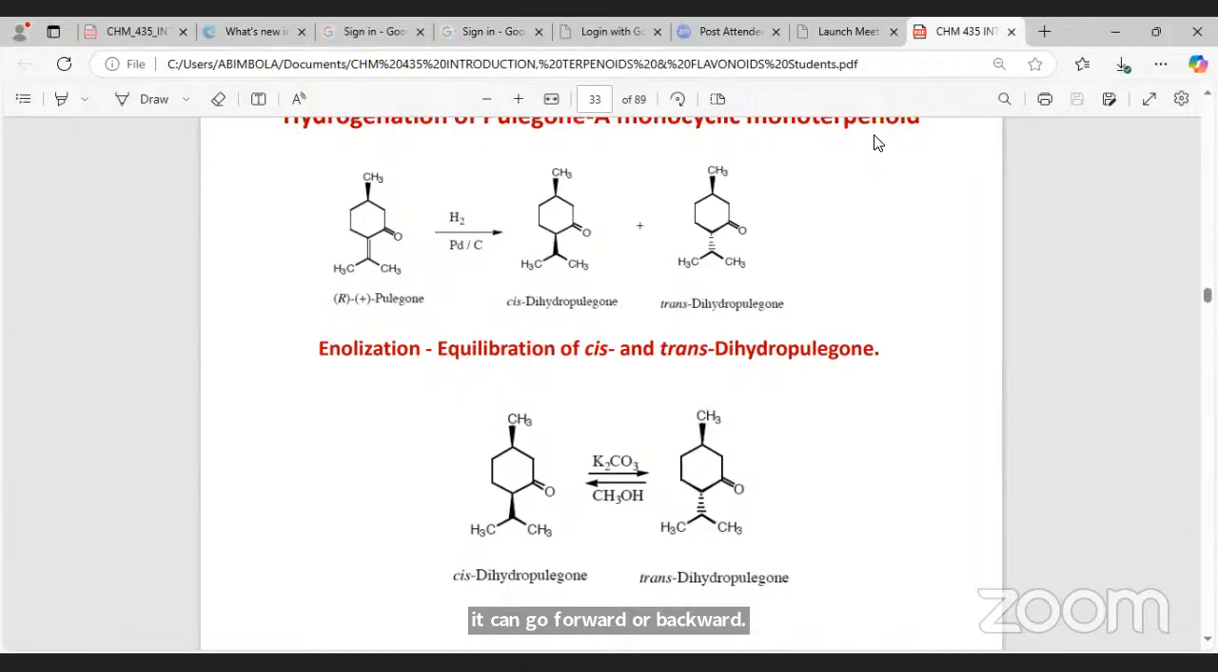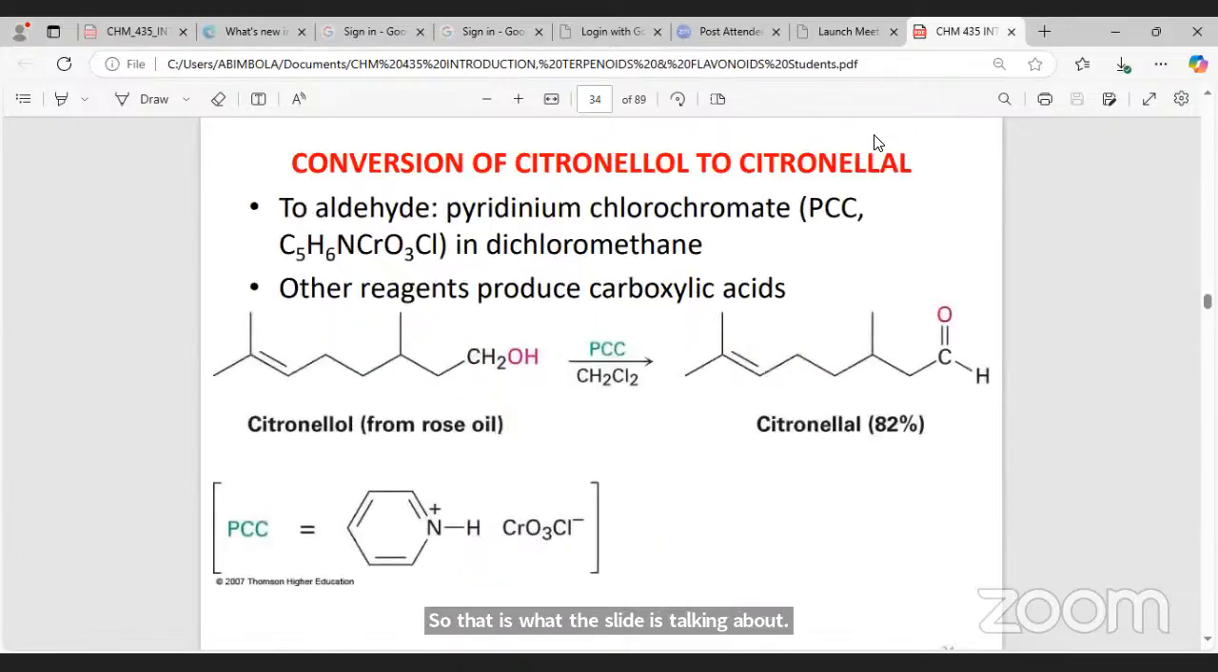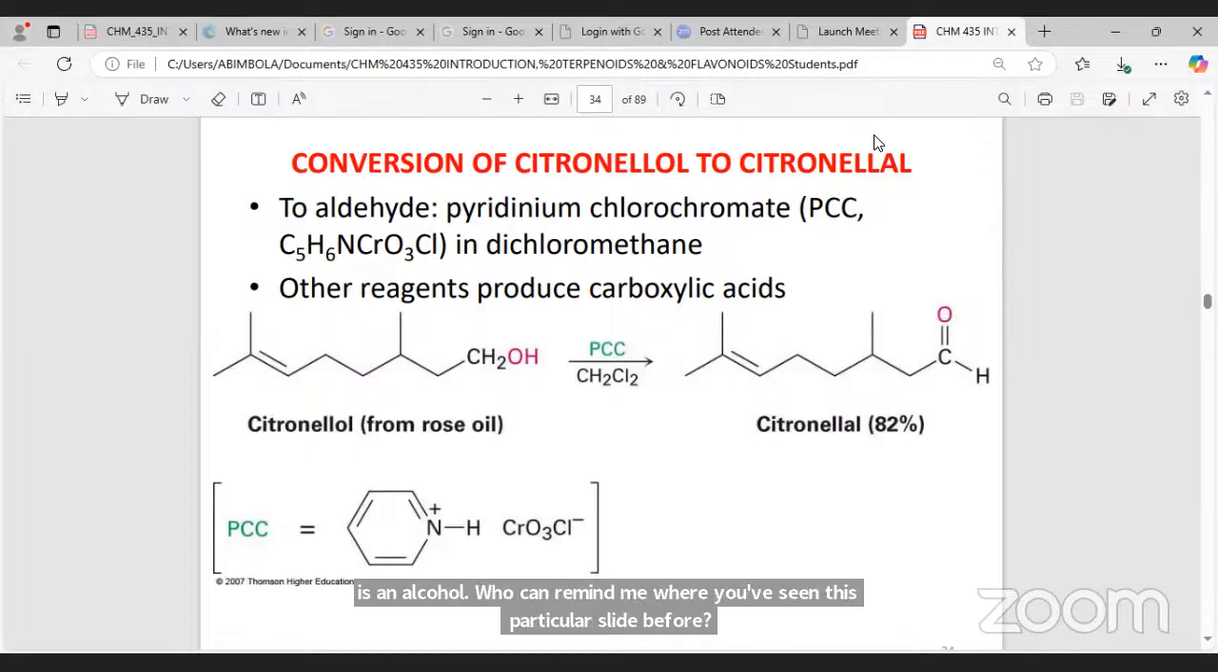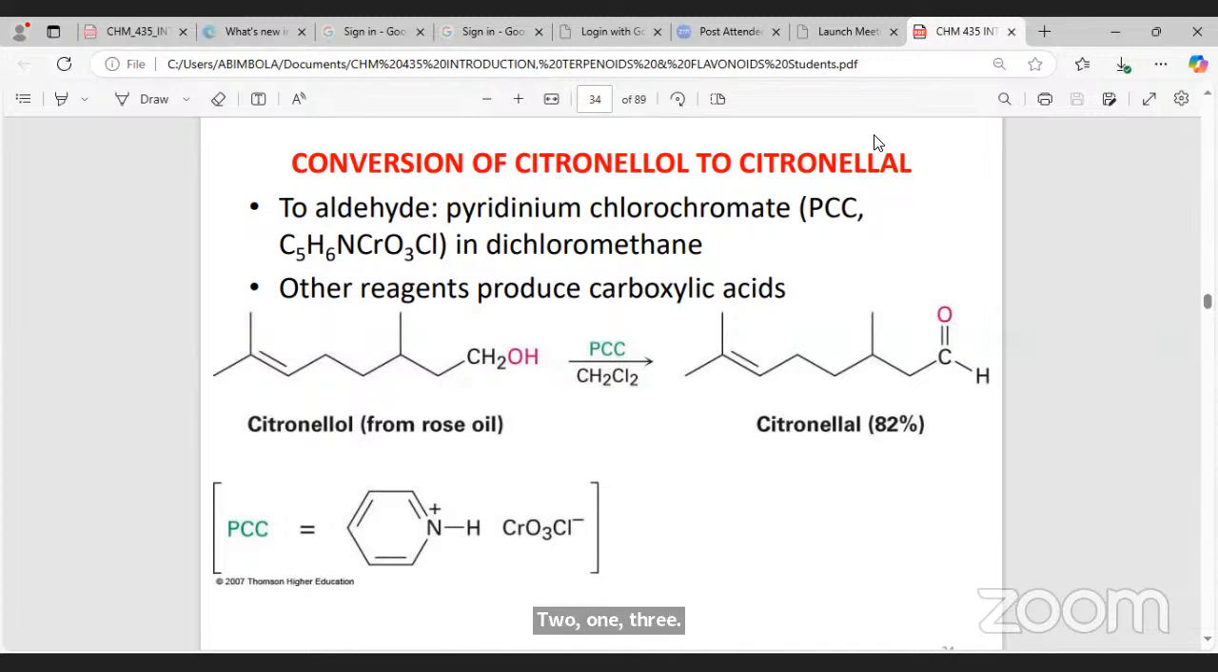Next slide. This is an alcohol. Who can remind me where you've seen this particular slide before? Where did you see this slide before? 213. Yes, it is in 213, when we were talking about oxidation. Now, remember we talked about in that 213 that whenever you want to do a selective oxidation reaction, you are going to use PCC. Any other oxidation must translate alcohol to carboxylic acid.